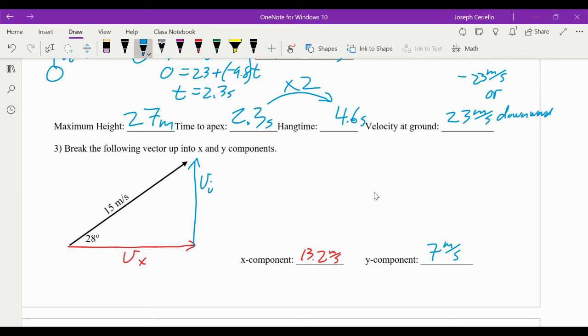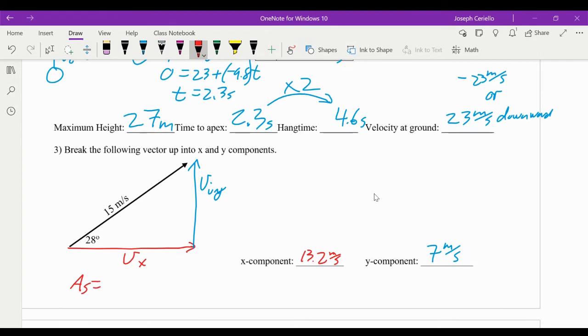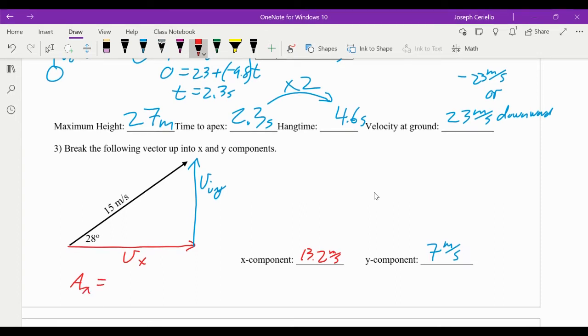Okay, I'm going to call this V initial Y because the velocity in the Y direction does change, in the X direction it doesn't change. So in the X direction, that's the adjacent side, so you can use the equation AX equals A cosine theta. So it's going to be 15 cosine of 28. Make sure you're in degrees mode, and you should get 13.2 meters per second.